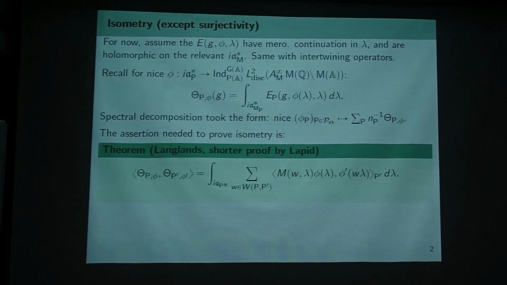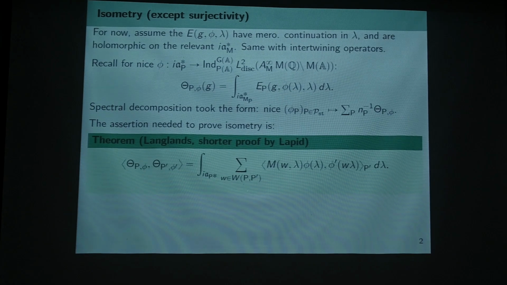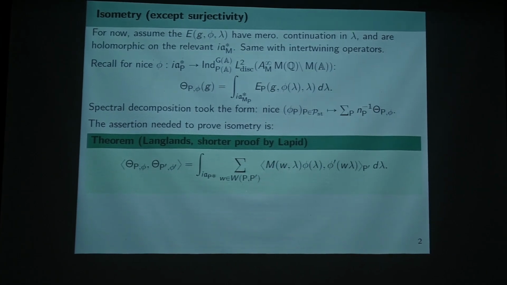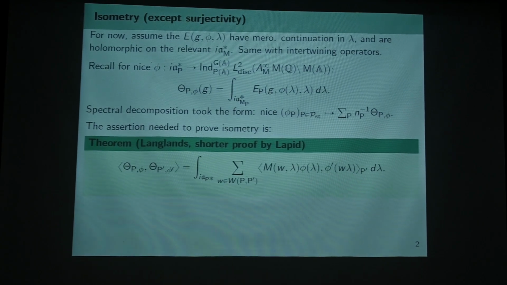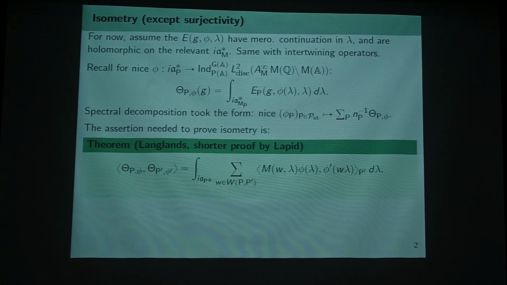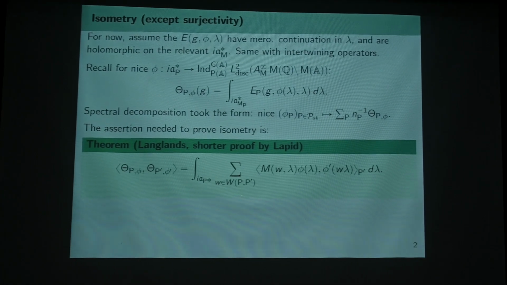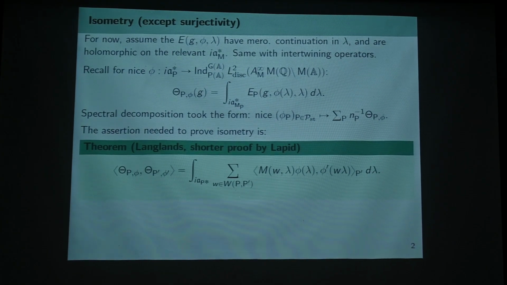Use the reduction to the cuspidal case. Yes, the thing is, Langlands' proof involves a contour integral. So he starts with pseudo-Eisenstein series, and then he shifts. But Lapid's proof is a completely different thing.